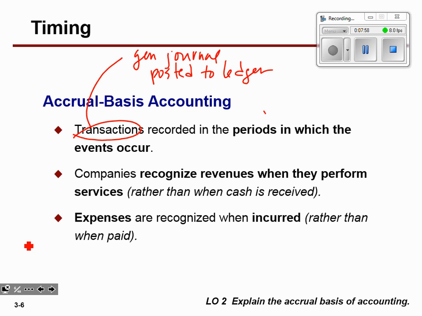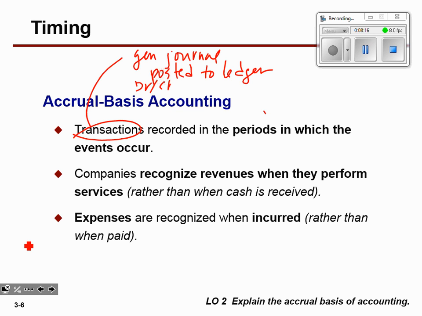Owner invests $10,000 in the business. We paid cash for supplies. Purchased equipment on account. Those are all transactions where there's at least one debit and at least one credit. And then from all of that work, we create what's called the trial balance.